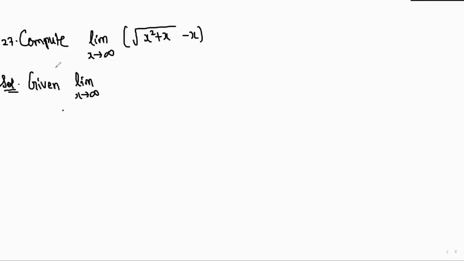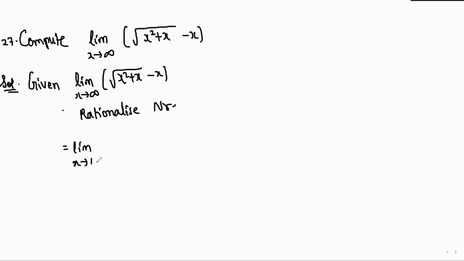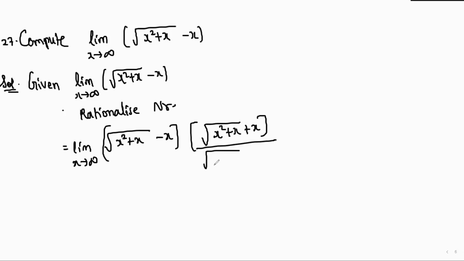Now take the next question. Compute limit x tends to infinity root over x square plus x minus x. First I am writing the given limit. Now we rationalize the numerator. So you will get limit x tends to infinity root over x square plus x minus x into root over x square plus x plus x by root over x square plus x plus x.